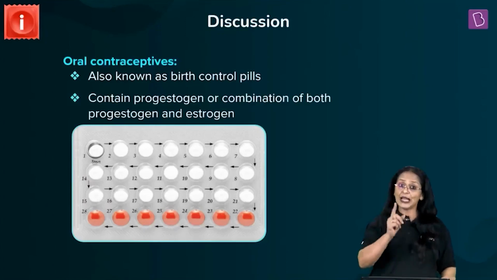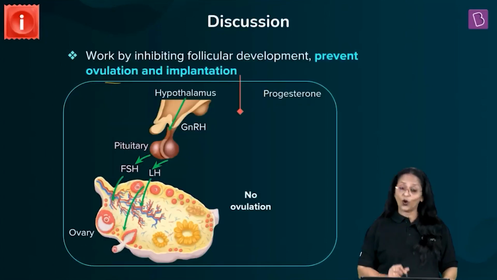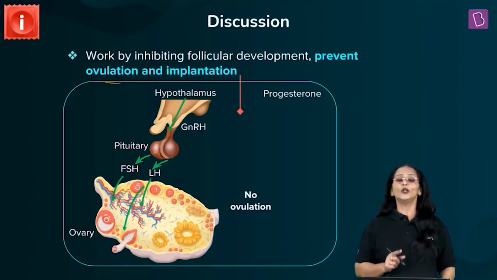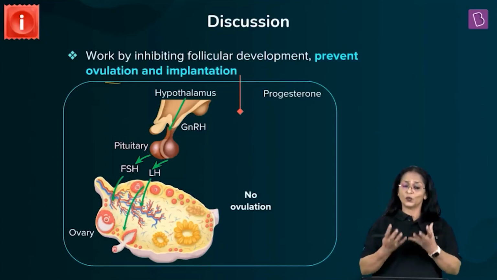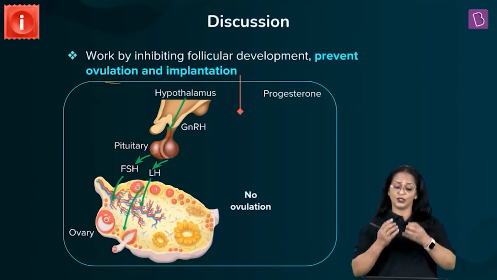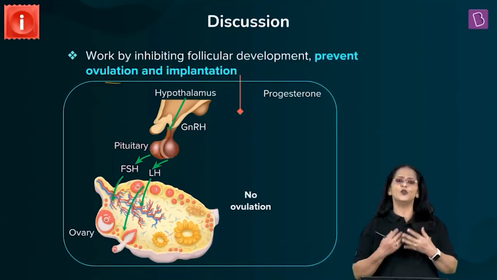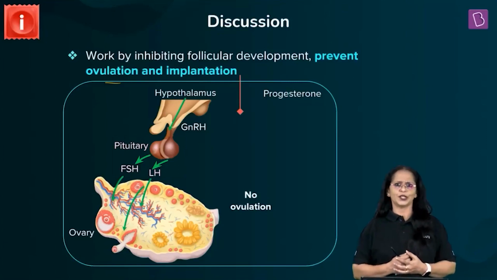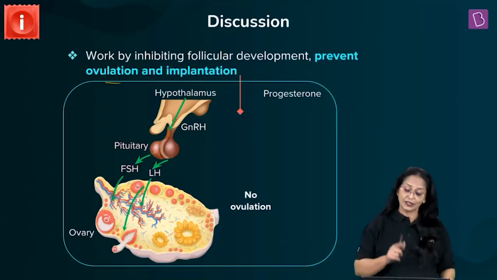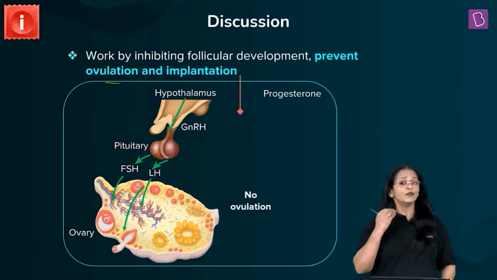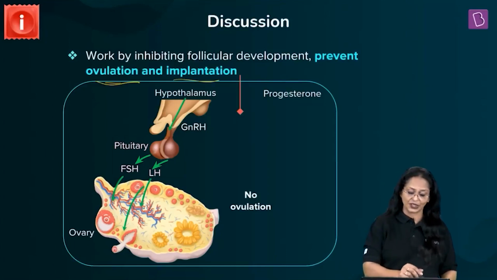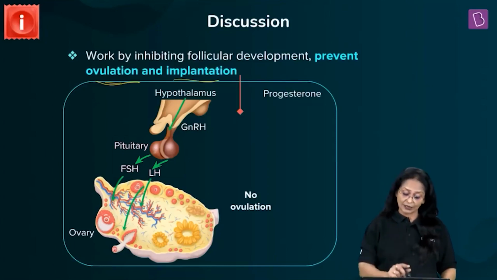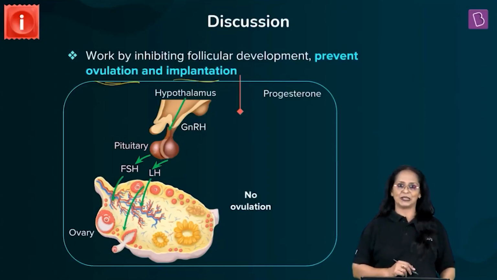How do they function? They inhibit the development of the follicles. See, we know that when the follicles that are there in the ovary mature, that is when the Graafian follicle is mature, you're looking at the release of the secondary oocyte, which is nothing but ovulation. This development is inhibited by these hormones. So if there is no ovulation, obviously there is no fertilization, which means there is no implantation. So both ovulation and implantation get inhibited.